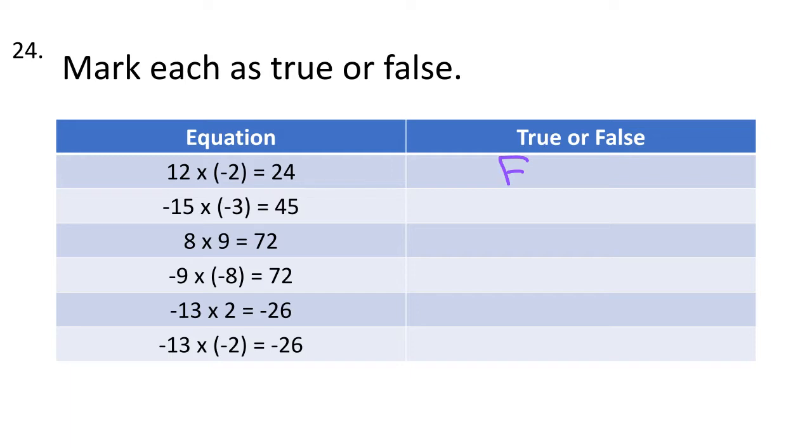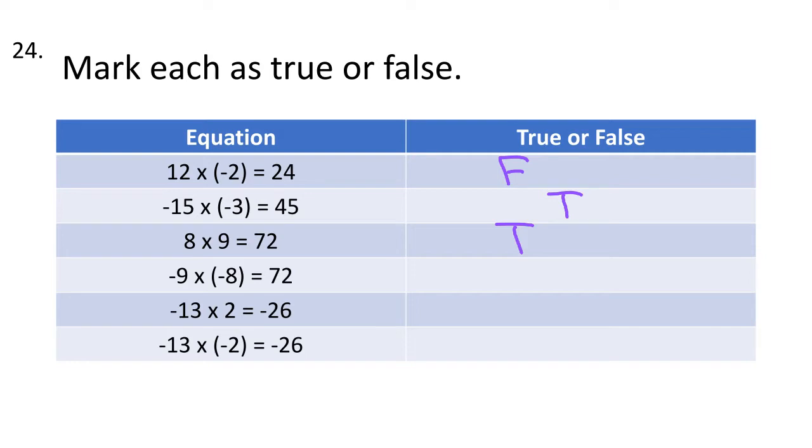Part B, negative 15 times negative 3 equals positive 45. This is true. 15 times 3 is 45, and negative times negative is positive. 8 times 9 equals 72. This is also true. Positive times positive is positive, and 8 times 9 is 72.